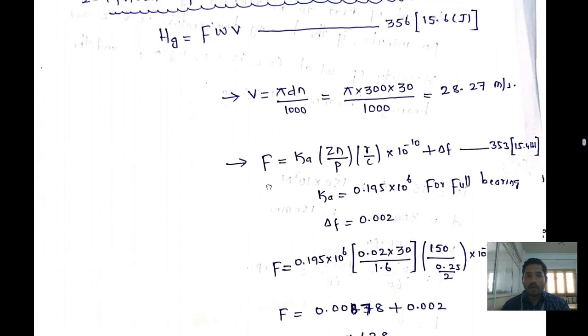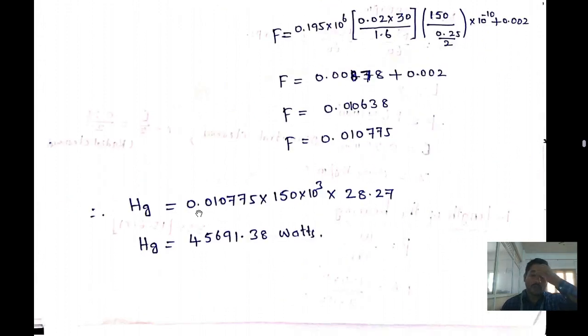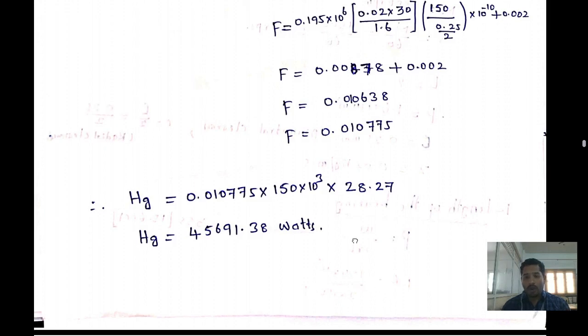After finding the value of the coefficient of friction, we need to substitute it in the heat generated formula. The formula for heat generated is F into W into V. F is the coefficient of friction, 0.010775, into W, the load, 150 into 10 power of 3, into the linear velocity, 28.27. If you calculate with the help of a calculator, then you will get the amount of heat generated as 45691.38 watt, or we can present it as joule per second also. I hope no one is having any doubt. Next problem.